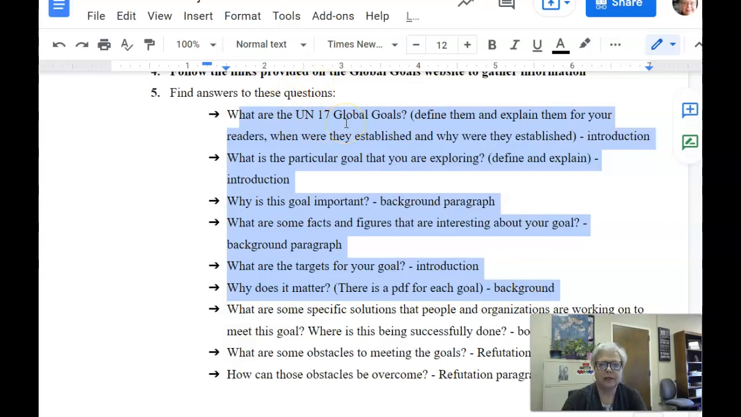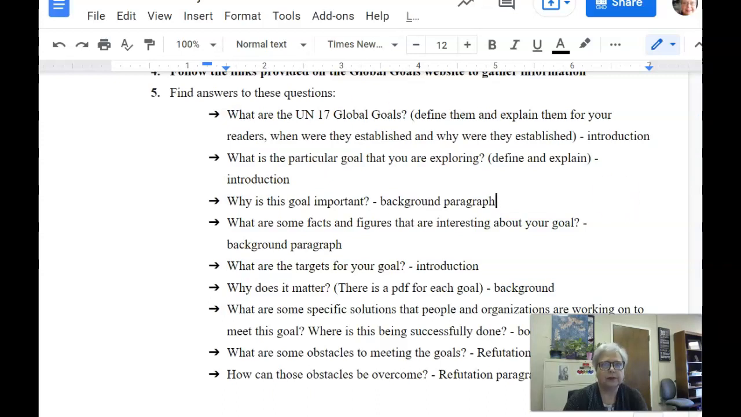So, what are these goals anyway? Which is the one that you've chosen and you're going to explore? You want to tell what it is, what it's all about. You're going to say why it's important, and it's important because the problem is so severe. You're going to show us how severe the problem is. And then what are the targets? That goes in the introduction. And why does it matter? That goes in the background. So you're gathering information right now without writing this essay at all, because you've got to have the information before you can start writing. You have to do the research first.